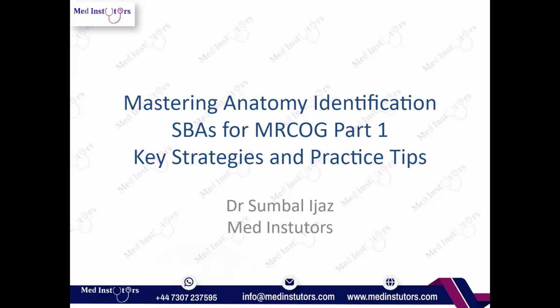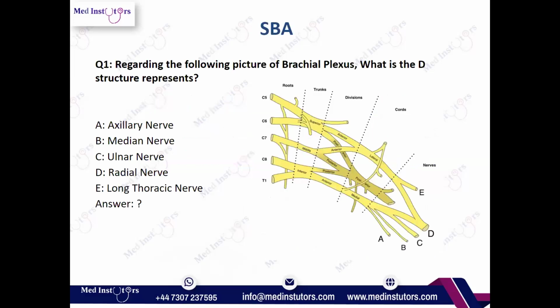And I'm not only going to focus on the picture or diagram type SBAs. Meanwhile, I will tell you the other relevant questions from that particular topic. So let's begin. There you go with your question number 1. Okay, let me read the question for you. Regarding the following picture of brachial plexus, what does the D structure represent?